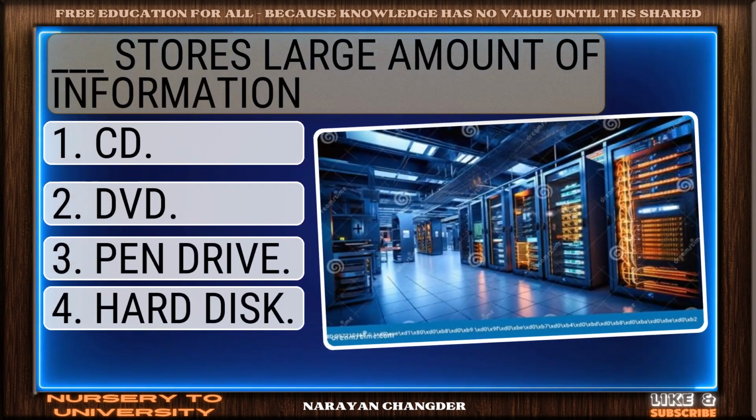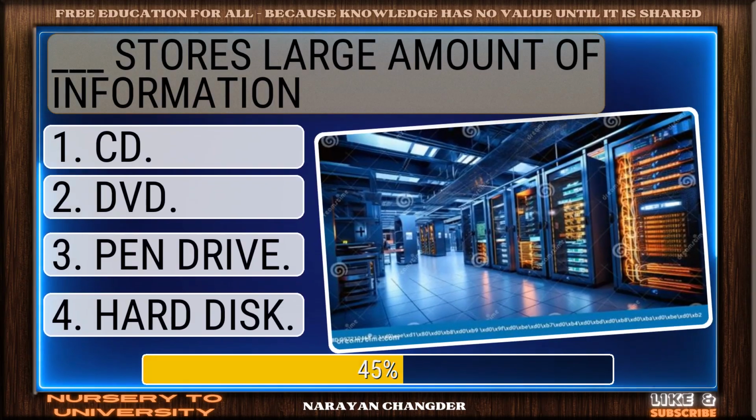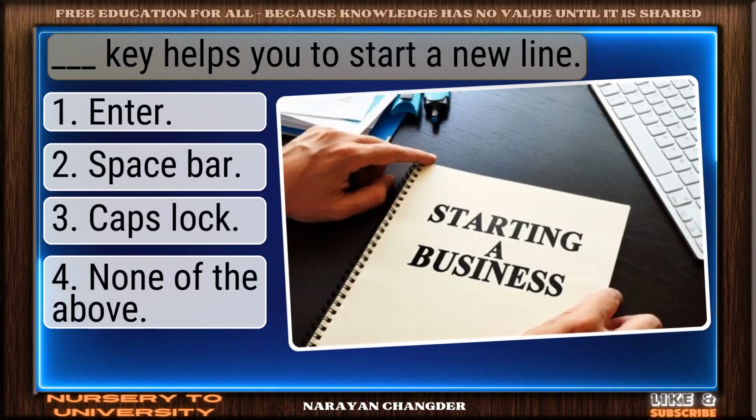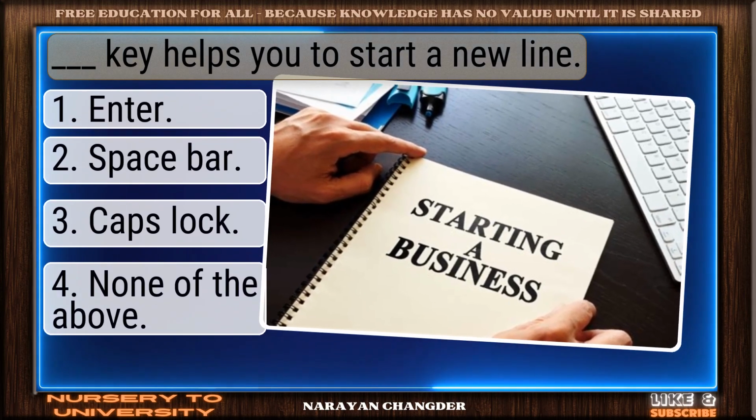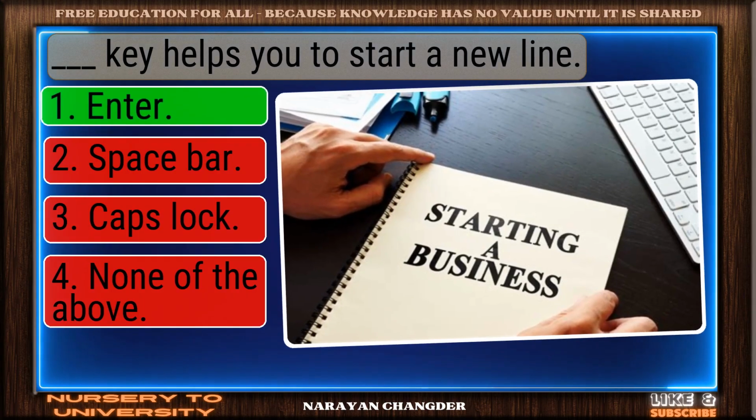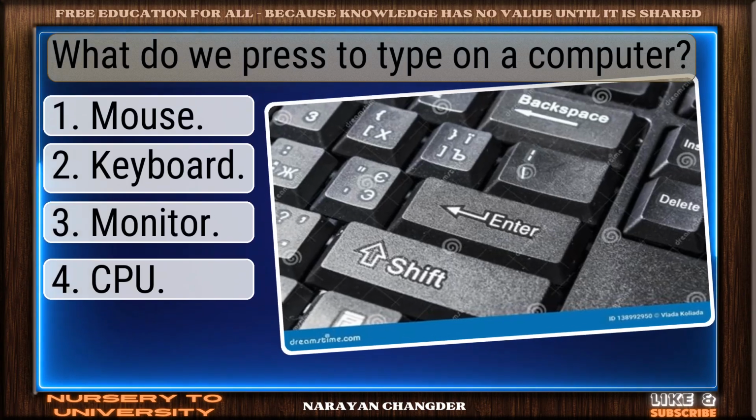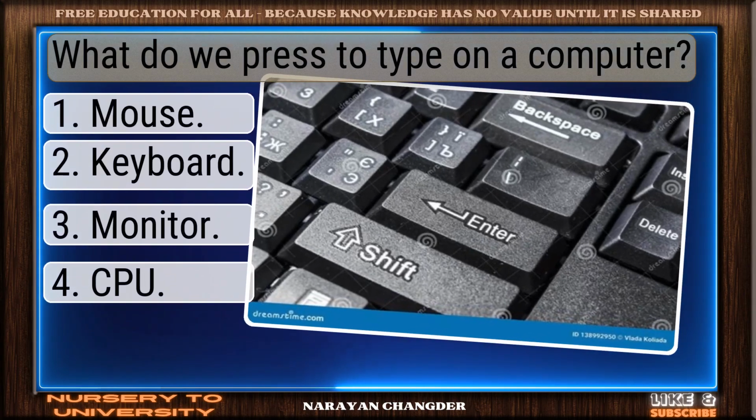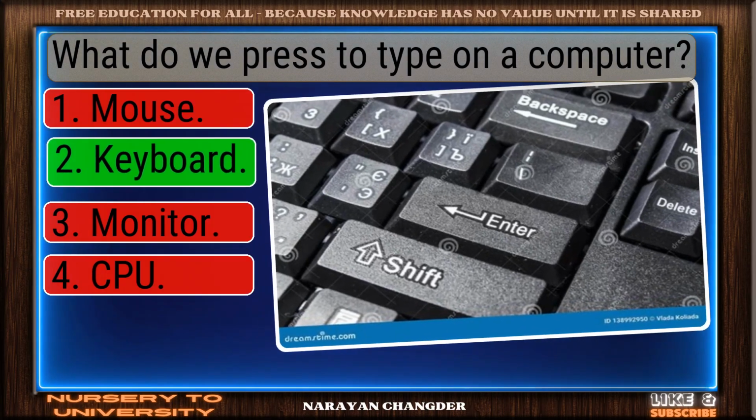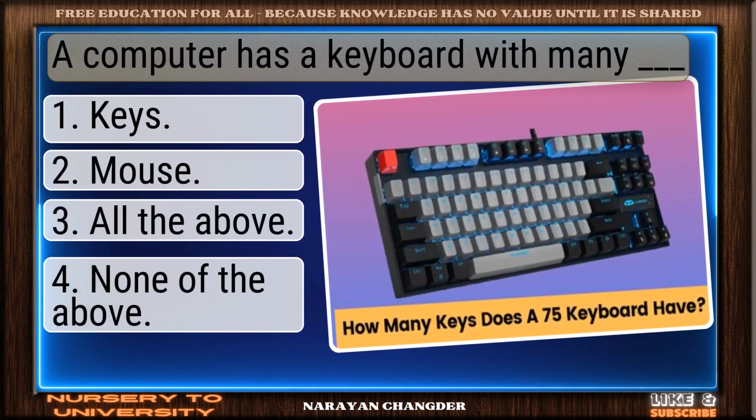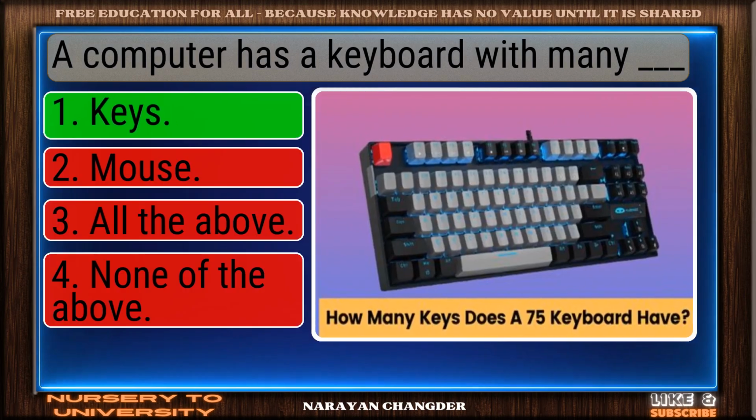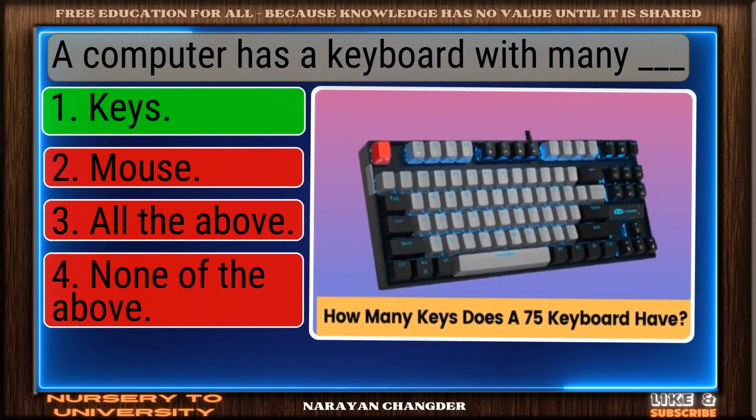Dash stores large amount of information. Smart pick. Hard disk is correct. Dash key helps you to start a new line. Nice selection. Enter is correct. What do we press to type on a computer? Good thinking. Keyboard is right. A computer has a keyboard with many dash. You got it. Keys fits.